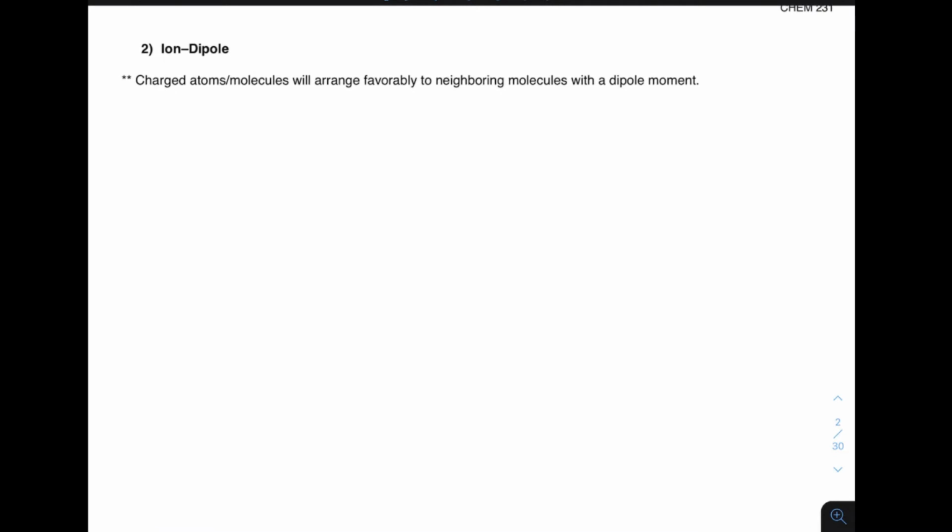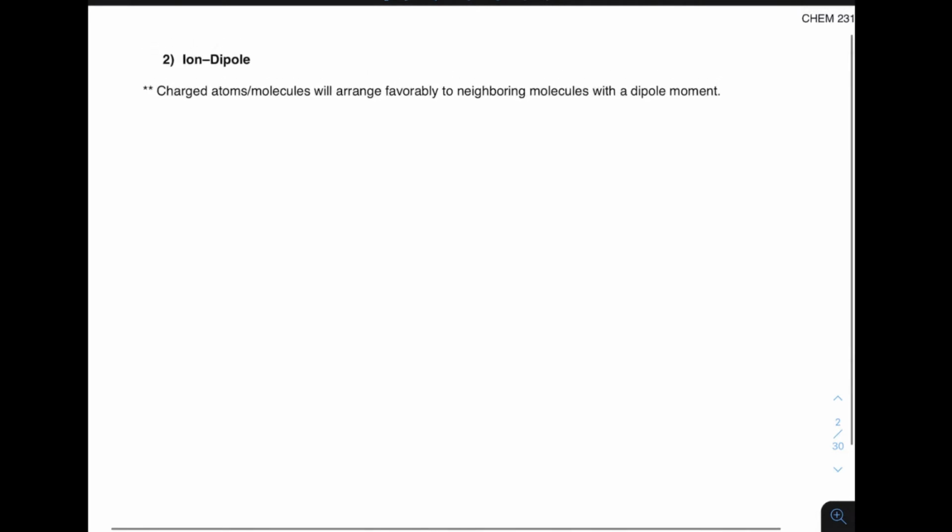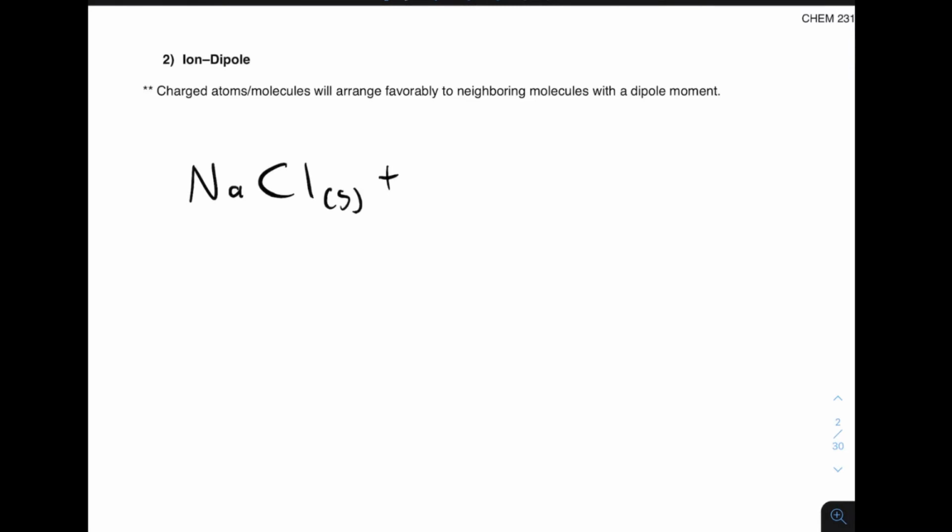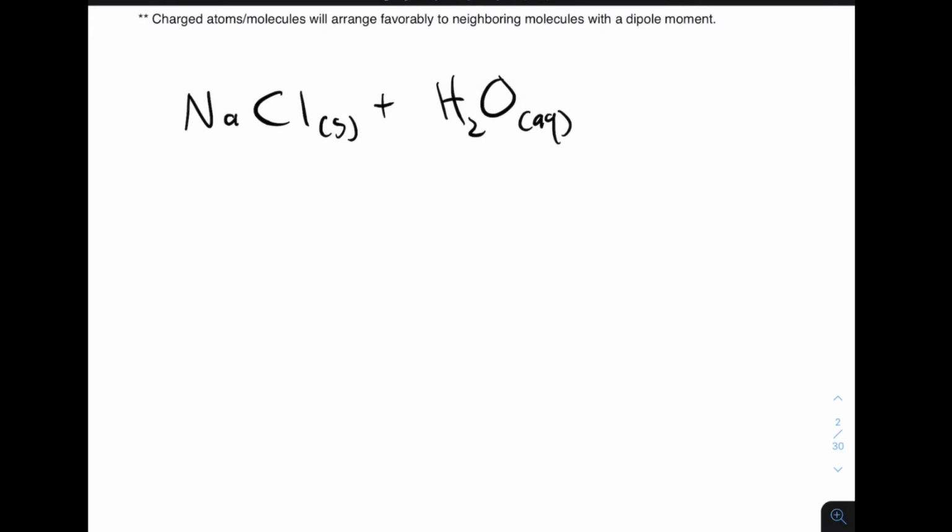So for the next example, which is very similar to dipole-dipole, we're going to be talking about ion-dipole. Ions are charged atoms or molecules with a positive or negative full charge. And a dipole moment, again, is that partial negative or partial positive charge. So if we were to put sodium chloride into water, aqueous, kind of redundant, but whatever, what would that look like from a molecular standpoint?